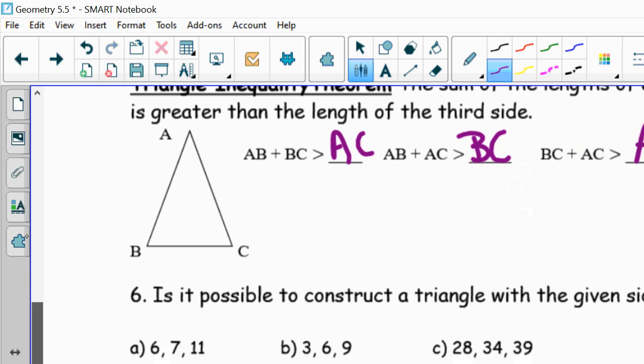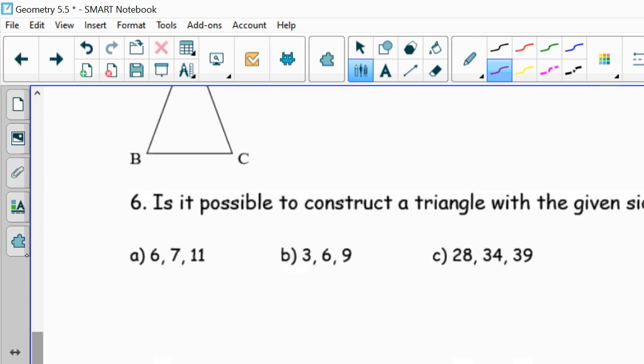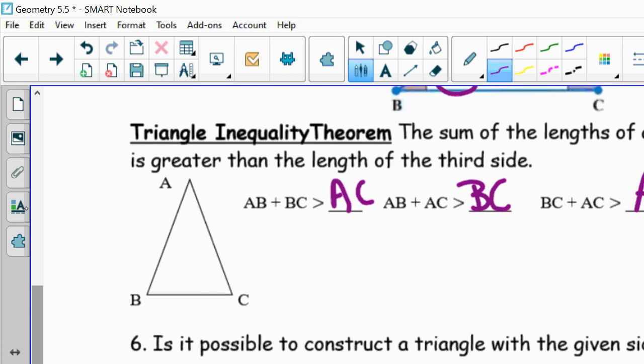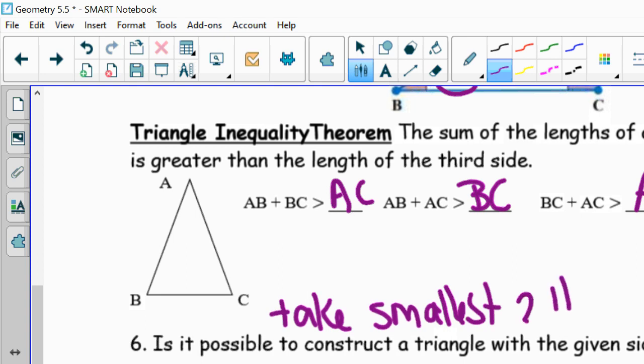Okay? So now we're going to determine, is it possible to construct a triangle with given side lengths, and explain. So as long as any two sides, when I add them together, are bigger than the third side. If I take the smallest two numbers, and their sum is greater than the larger number, that's enough to prove that the three numbers would make a triangle.